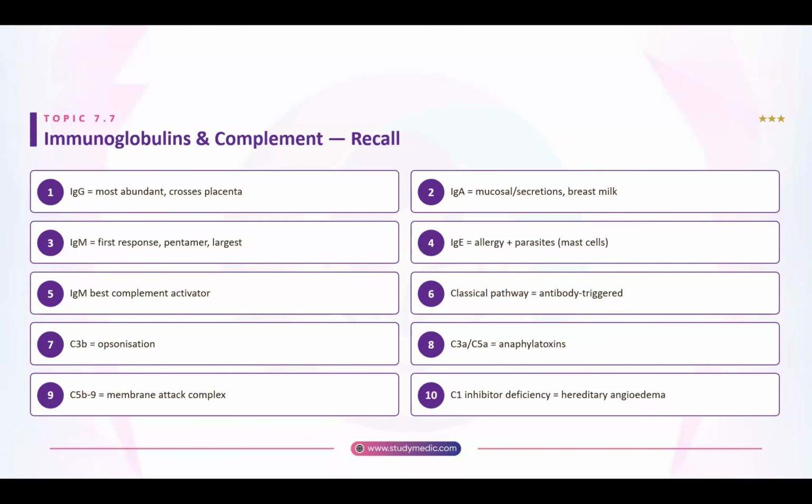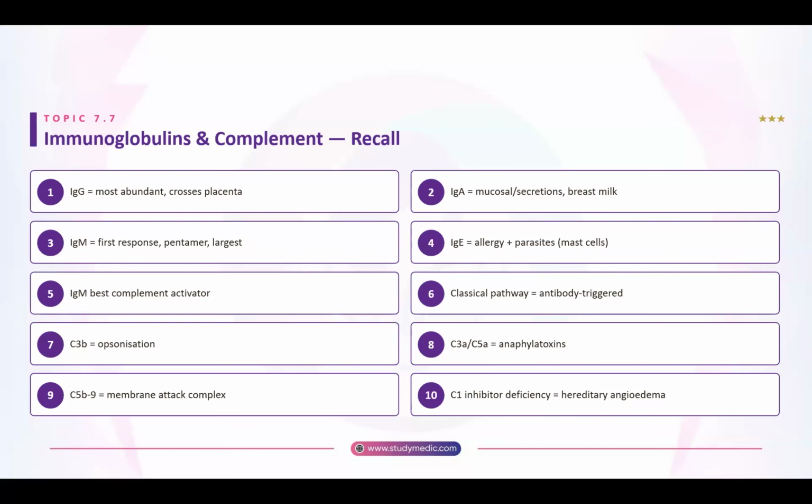So, going with immunoglobulins and complement system, what do we just see in the recall? IgG is the most abundant one. It crosses the placenta. IgA is seen in the mucosal secretions and in breast milk. IgM is the first response. It is the largest in size. IgE is the one that is seen in allergies and parasites. So remember, mast cells, it is your IgE. And IgM is the best complement activator.